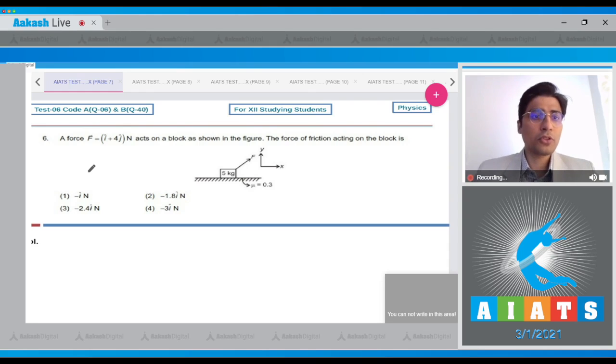Question 6 says a force i cap plus 4j cap Newton acts on a block as shown in the figure. The force of friction acting on the block is something that you have to calculate. Dear students, herein the maximum value of frictional force, let us first find out, will be equal to mu into N. Now, the force has an i component 1 and the j component as 4.